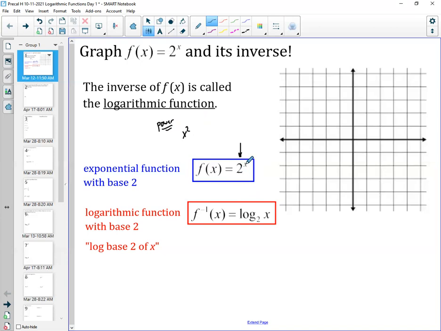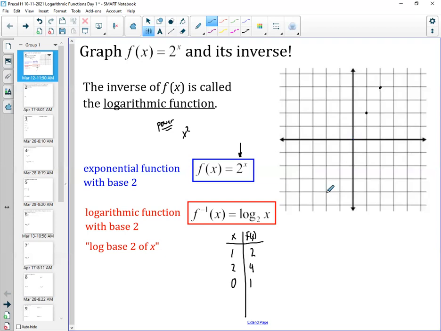So if I plug in 1 for x, let me write a little table here. If I plug in a 1 for x, I get 2 to the first for f of x, which is 2. So the point (1, 2) is on this graph. I plug in 2 for x, I get 2 to the second, which is 4 for f of x. It kind of looks like a straight line right now, but what if I plugged in 0? Can I plug in 0? Yeah, 2 to the 0 is equal to 1.